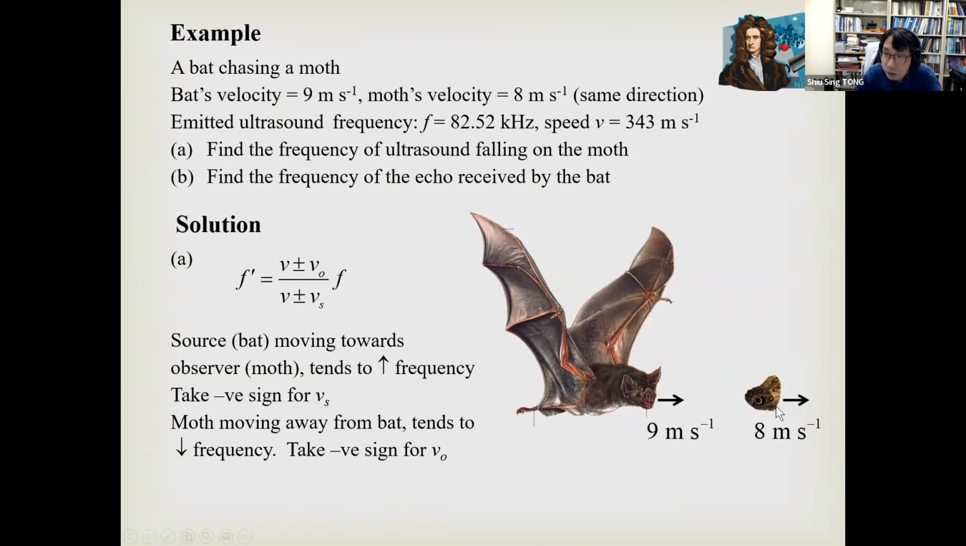Now the moth is flying away from the bat, and that will make the frequency smaller. Since VO is in the numerator, to make f prime smaller, I will take a negative sign. So both signs should be taken negative, right? For the bat, the negative sign here will make the frequency larger because it's flying towards the moth. But for the moth, the observer, I should also take the negative sign because it's flying away, and that makes the frequency smaller. So both of the signs should be negative.